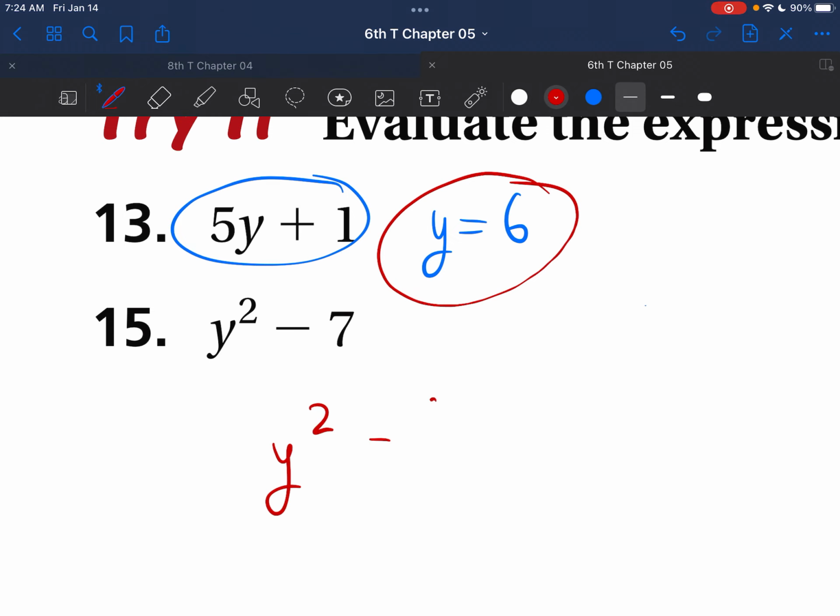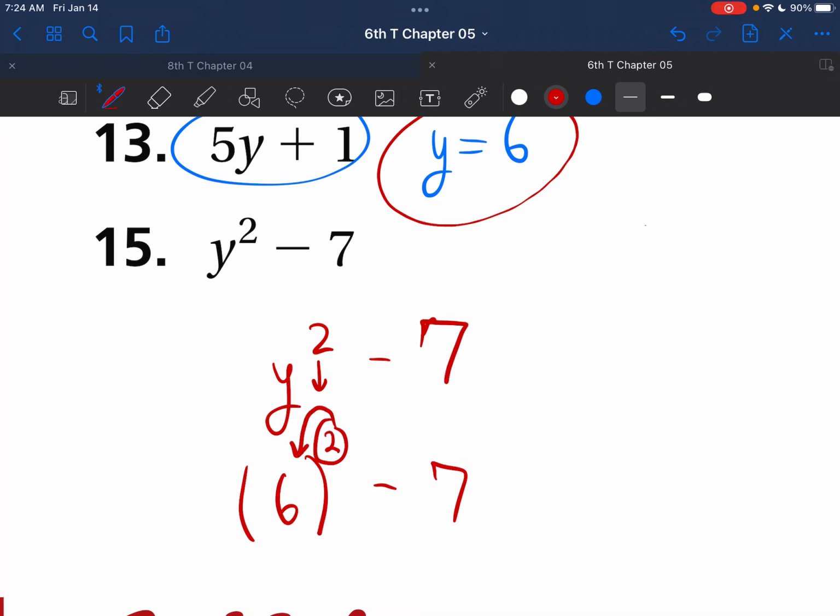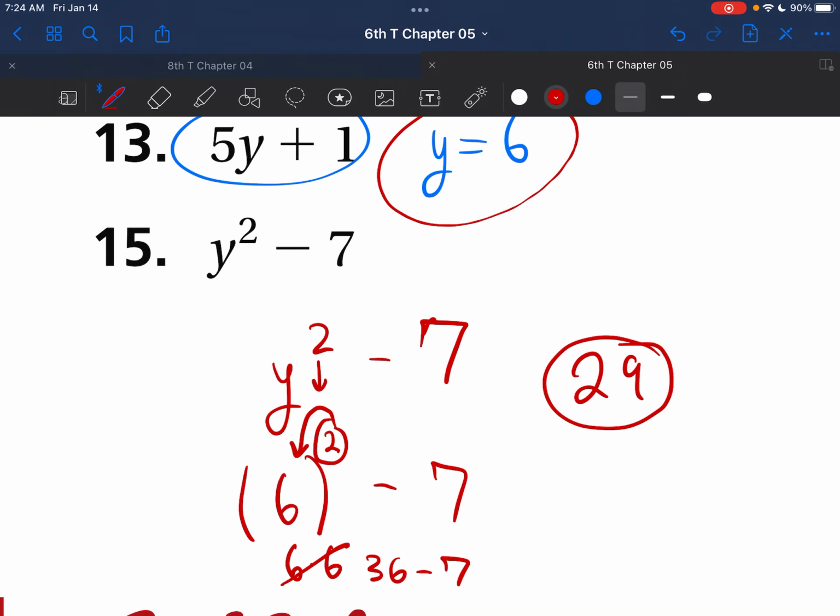So we have y squared minus 7. And instead of the y, we're going to put parentheses. We're going to plug in 6. Drop that 2. Minus 7. Remember, this means I have 2 6's. So that's actually 6 times 6, which gives you 36, and then 36 minus 7. Let's just count backwards. So 36, we got 35, 34, 33, 32, 31, 30, 29. So the answer for this one is 29.